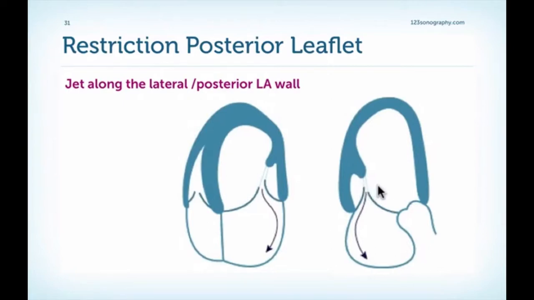Another thing that is important in the setting of a restriction of the posterior leaflet and posterior MI is that in this situation we don't have a very broad line of closure, we only have a point of closure, and therefore there is no compensatory mechanism that can compensate for annular dilatation. So if you have additional annular dilatation, it will strongly affect the degree of mitral regurgitation.